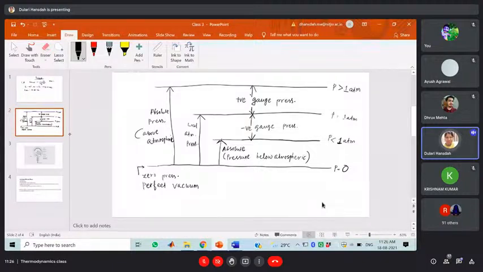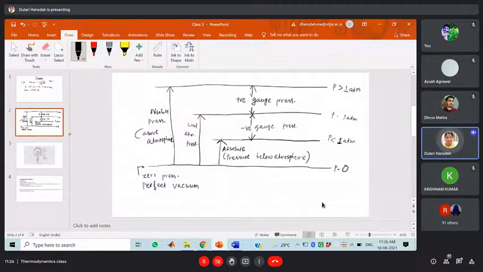So these are all different pressures. Here you can see the atmospheric pressure. With reference to the atmospheric pressure, we have two gauge pressures, one is the positive gauge pressure, another one is the negative gauge pressure. Then we have this absolute pressure. This absolute pressure we have taken from that perfect vacuum line. So what is that absolute pressure? The absolute pressure is nothing but the actual pressure at a given position.